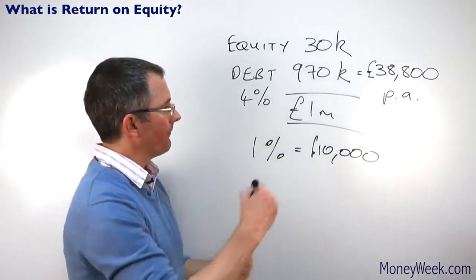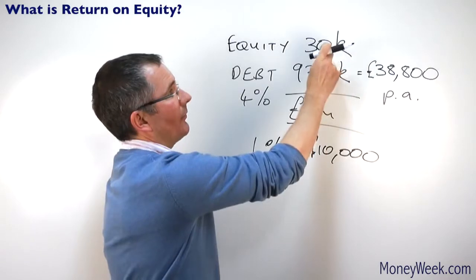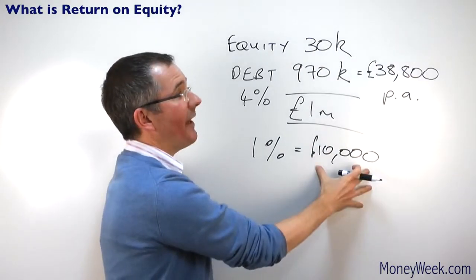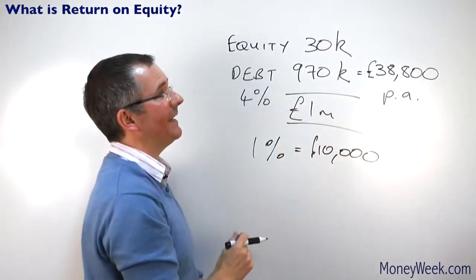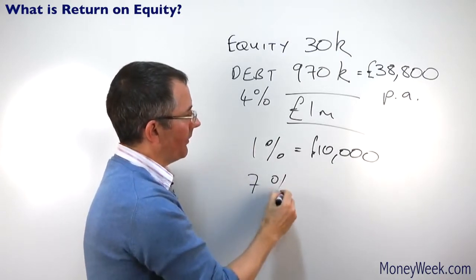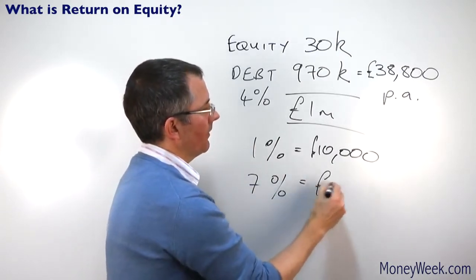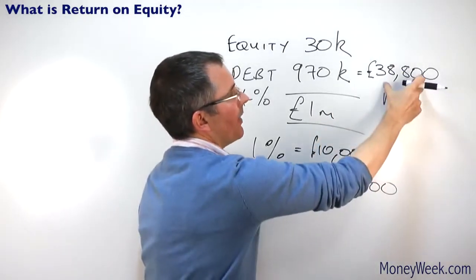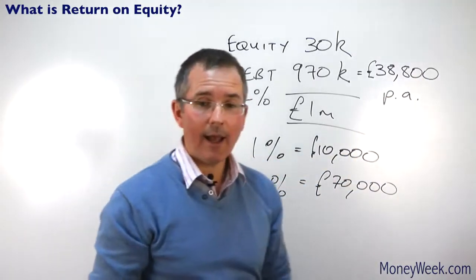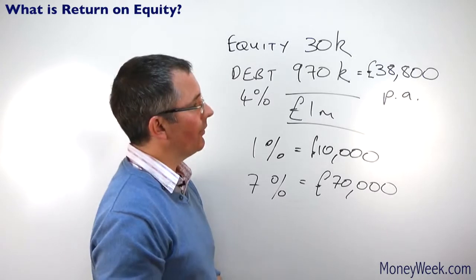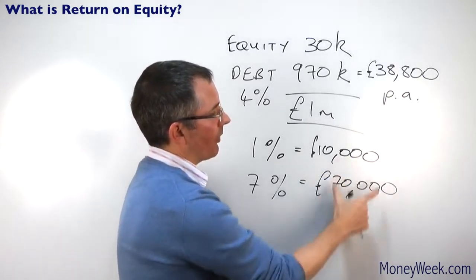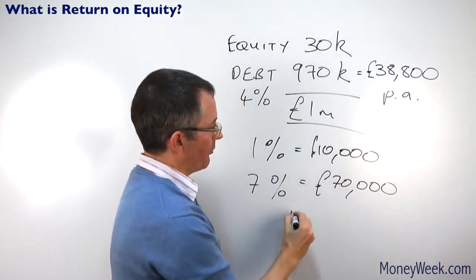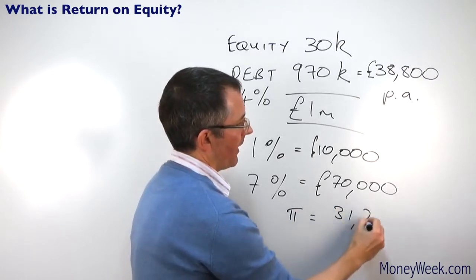And the loss, by the way, will wipe out pretty much most of that equity, because you've got interest of 38,800 and a return of only 10,000. That's enough to almost wipe that out completely. But what if the directors can make a return of 7%? That is 70,000 on assets employed of £1 million. Take out the 38,800, and you're left with 31,200. So if we manage to boost our assets by 7%, still got to pay the interest bill, we're left overall with a profit of 31,200.